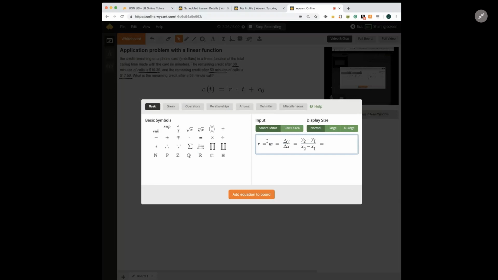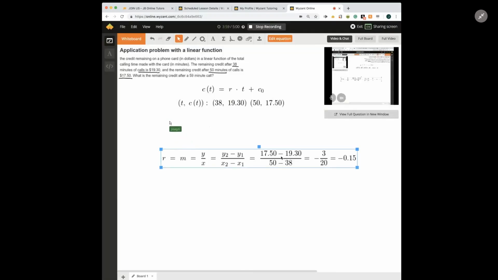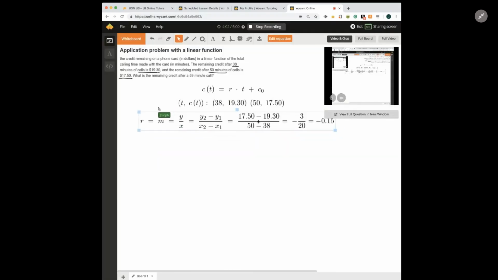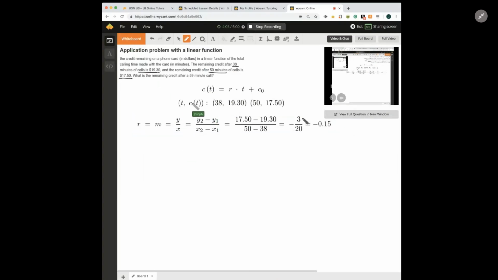Which, if you look at our points, you'll see that we're talking about our second point being at $17.50. Our first point was at $19.30. And that was from 50 minutes and 38 minutes. And so what we get as a fraction is -3/20. The decimal, that would be -0.15. Okay. I prefer to use fractions over decimals, so I'll be using this right here, but you can use either one that you feel comfortable with.